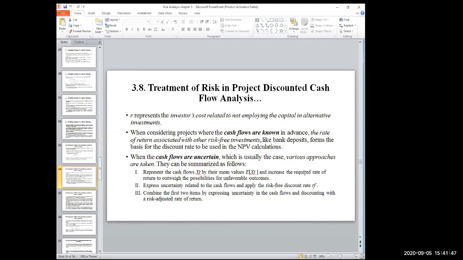Second, we have to express uncertainty related to cash flows, which means we have to assign what? When there is uncertainty, it is non-measurable, and to make the uncertainty measurable, we have to use probability distributions, right? As we have seen yesterday. So express uncertainty related to cash flow and apply what? A risk-free discount rate. Risk-free discount rate means there is no risk at all, like the interest rate on Treasury bills, the government Treasury interest rate, which is a risk-free rate, right? So we use a risk-free discount rate in order to evaluate the cash flows.